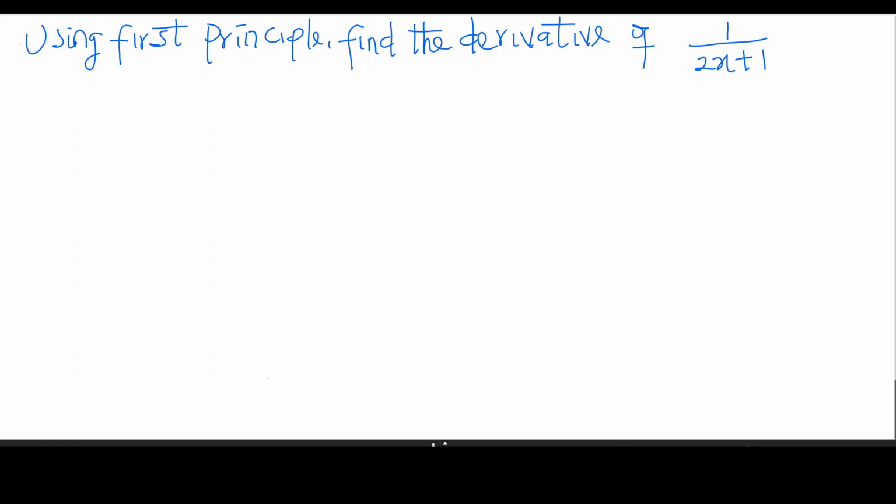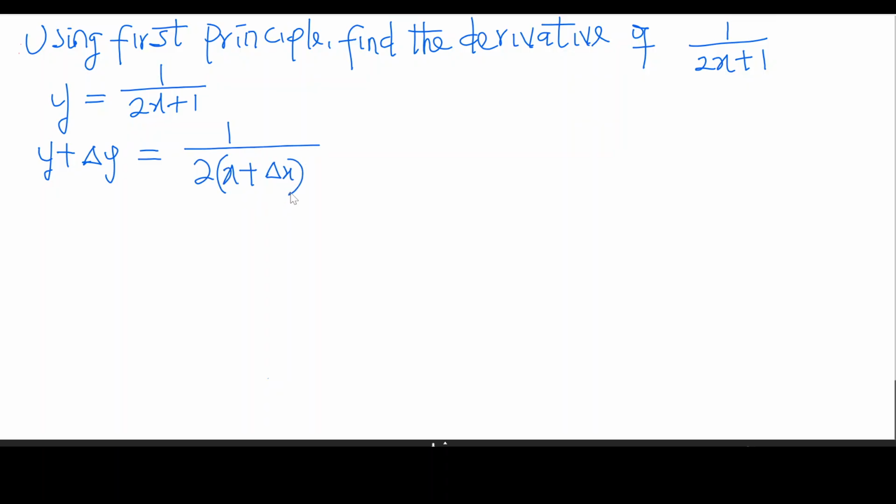Hello everyone, we are going to be solving this question together, and it says using first principle, find the derivative of 1 over 2x plus 1. So we say y equals 1 over 2x plus 1, which is the question given to us. Then we have that y plus delta y must be equal to 1 over 2 into bracket x plus delta x, then plus 1. Whatever change you have for y must also be done for x.